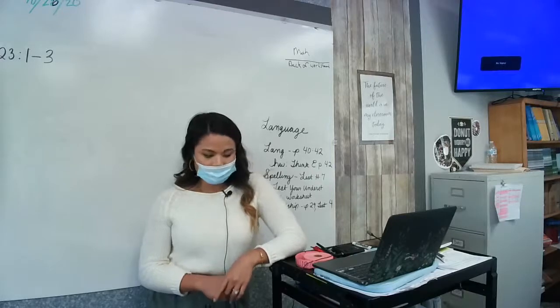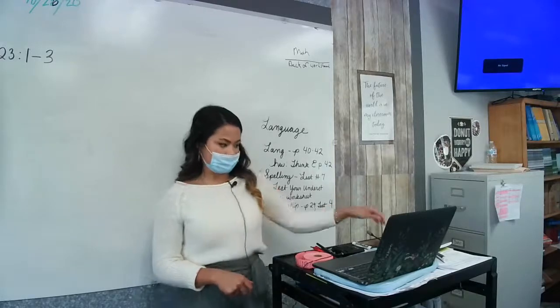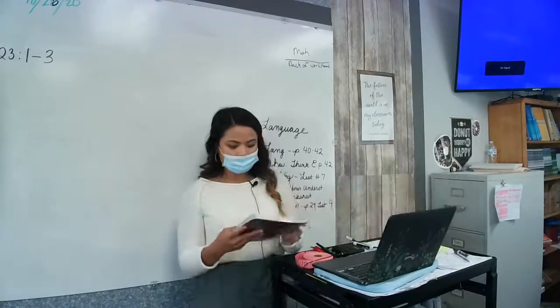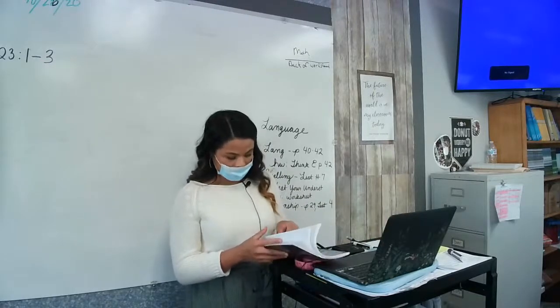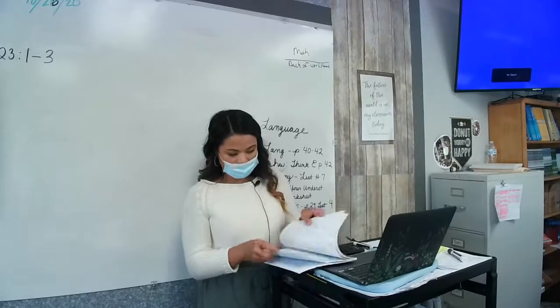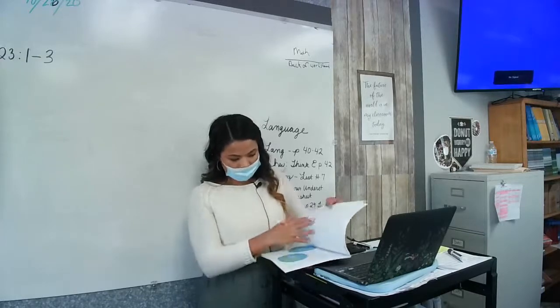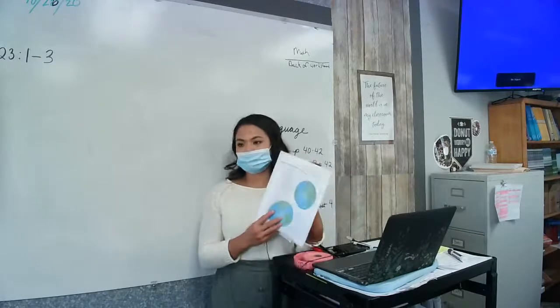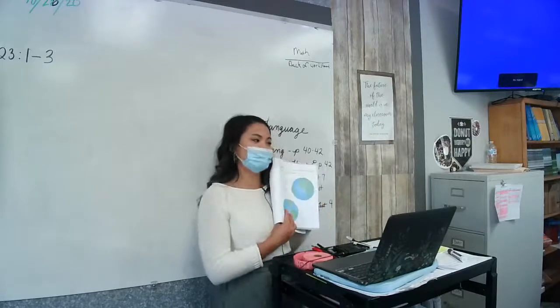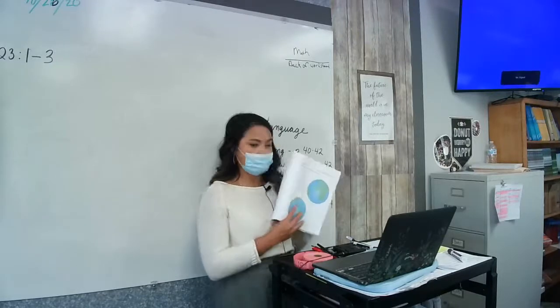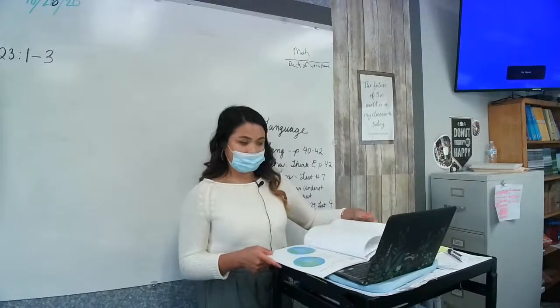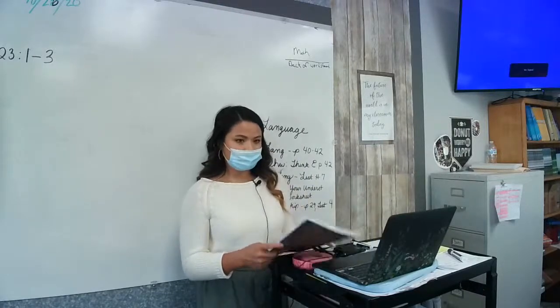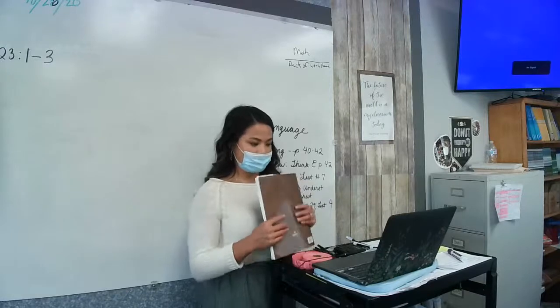Tonight for homework, we are to do skill sheet number 8. It's just labeling your lines of latitude and lines of longitude. So that is in your skill sheet number 8. Go ahead and put those away. Do those for homework.